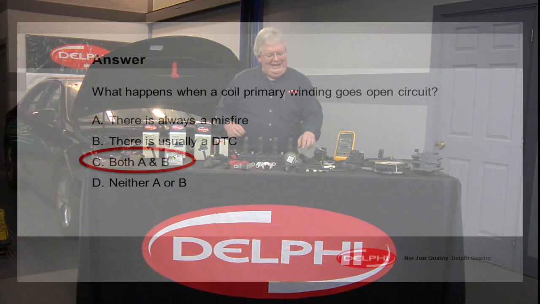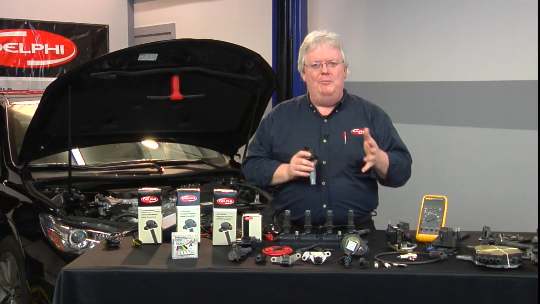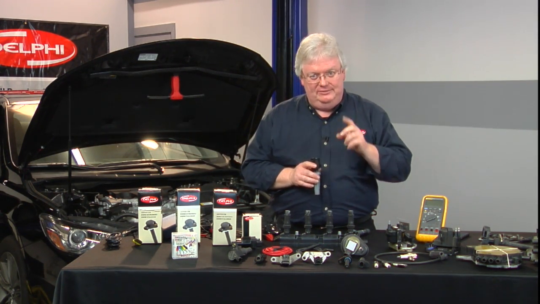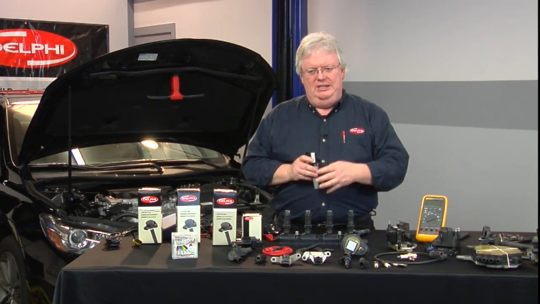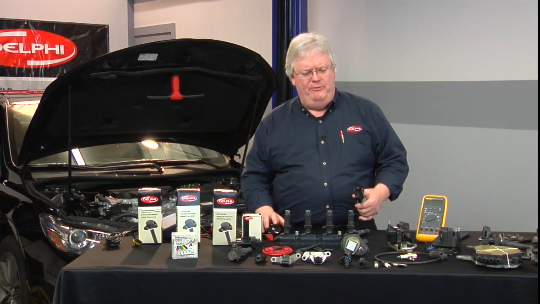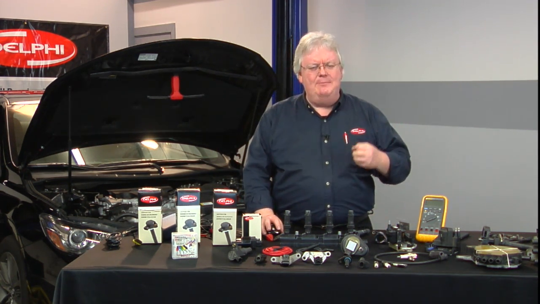If the primary winding is open, show's over, folks. No spark, period. If it's a single coil car, it doesn't start. If it's a Coil-On-Plug, you've got one cylinder at the very least that's got that open circuit that won't have spark. And you'll usually, of course, get a DTC. Depends on the algorithm for setting the code. Should occur pretty quickly. So the answer is C, both A and B.